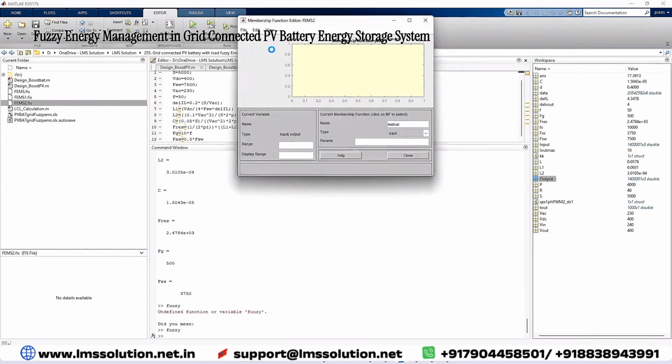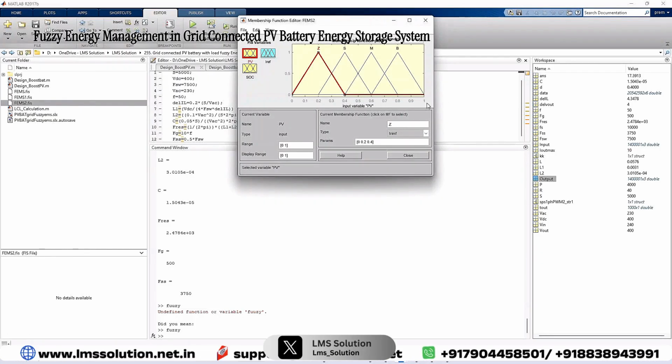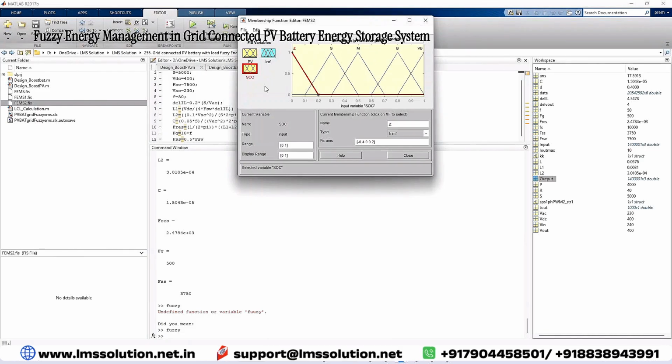We have two inputs, PV and SOC. PV power will be scaled down to between 0 and 1. That means if the actual power is 4000, it will be scaled down to a 0 to 1 scale by dividing by 4000. And SOC, whose actual data is between 0 and 100, will also be scaled down to 0 to 1.